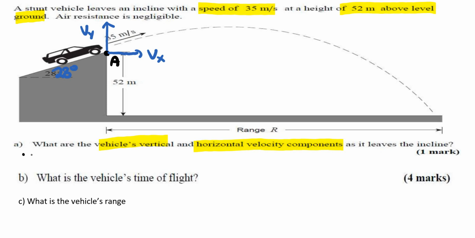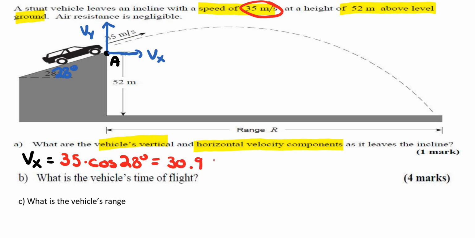Now, if I want to find my horizontal velocity component, it's always going to be the speed that we're taking off at, which is 35. So it's going to be 35 times cos of the angle, so cos of 28 degrees. If I round that to 3 decimal places, I get 30.903 meters per second.